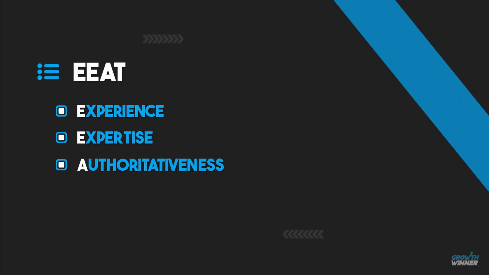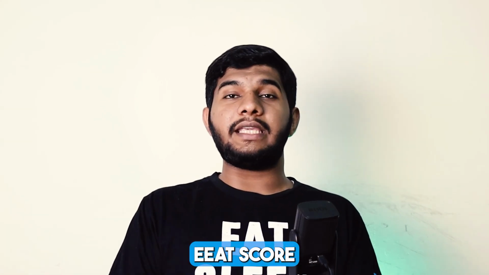Then A stands for authoritativeness. This measures whether the content creator is a trustworthy and recognized source for the topic. Lastly, T stands for trustworthiness. This represents the accuracy, honesty, safety, and reliability of the website on page level. Alright, everything we are gonna discuss in this video will help you build your EEAT score.